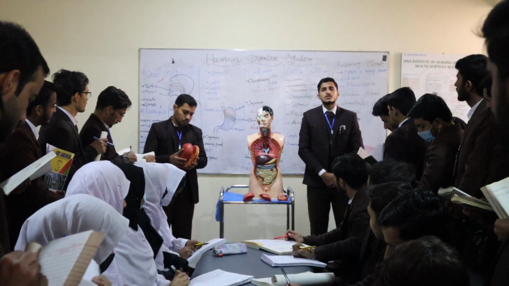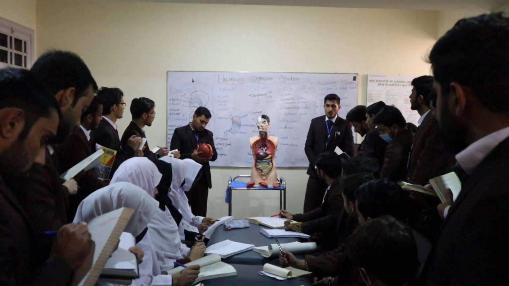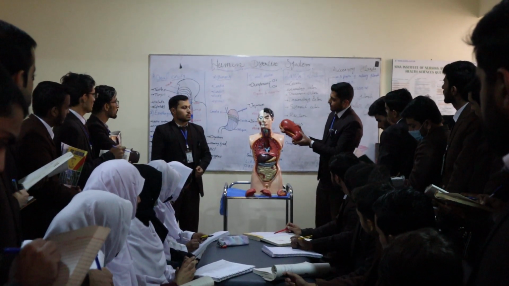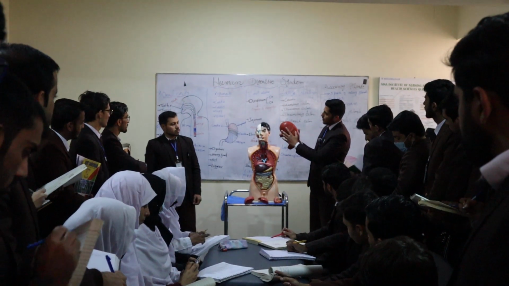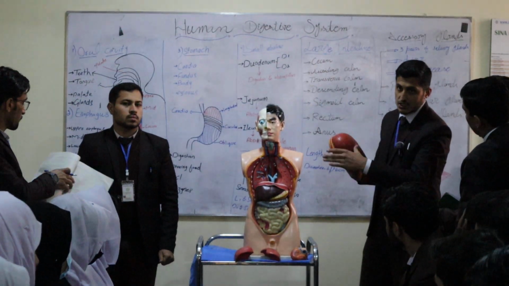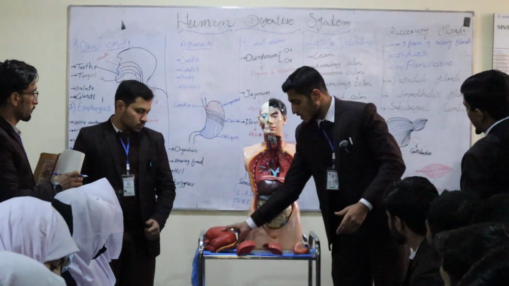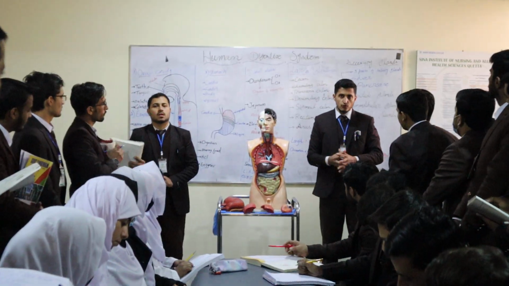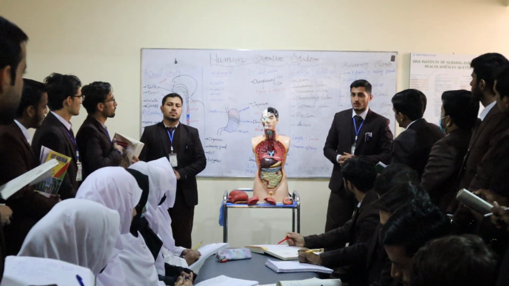Then the stomach has 3 types of muscles, which are oblique muscles, longitudinal muscles, and circular muscles. These are the 3 types of muscle of the stomach. Then we have the function of the stomach. The stomach stores the food and digests the food.